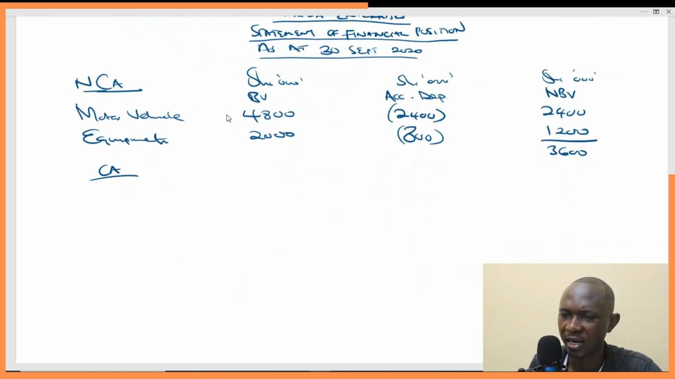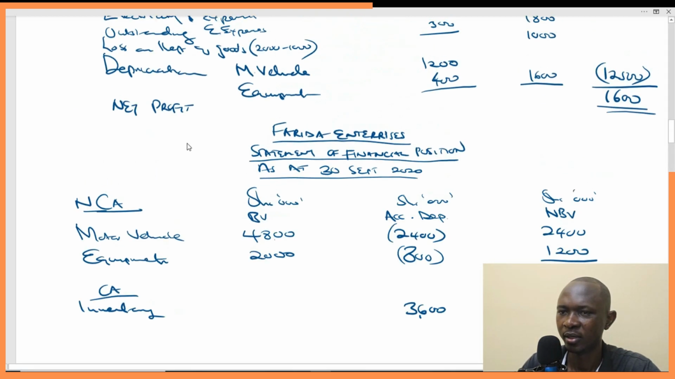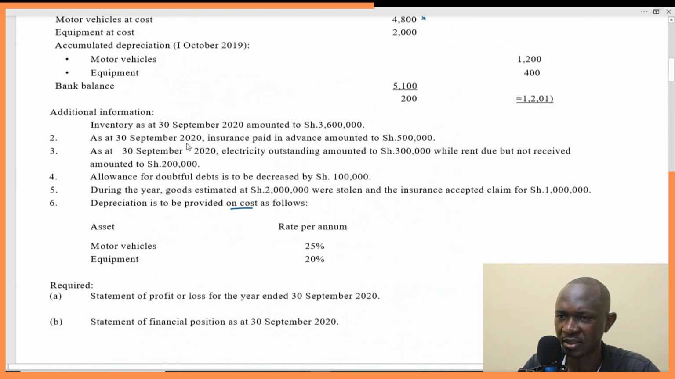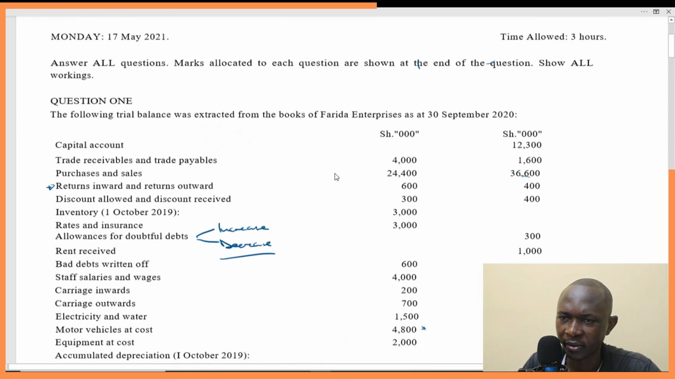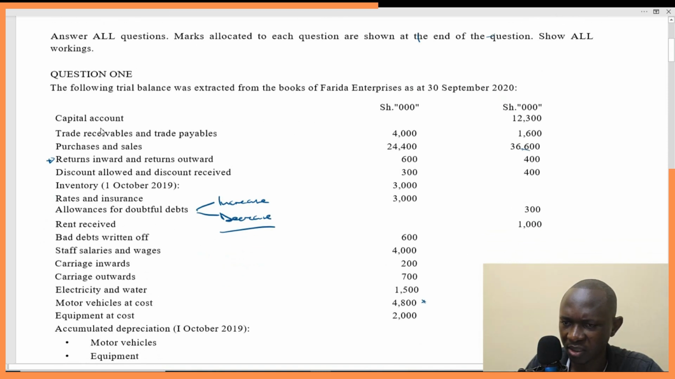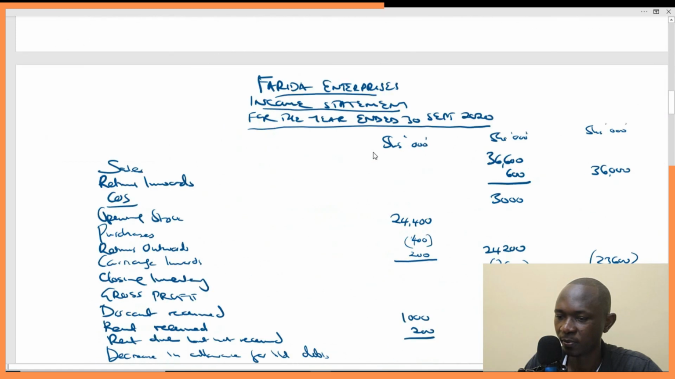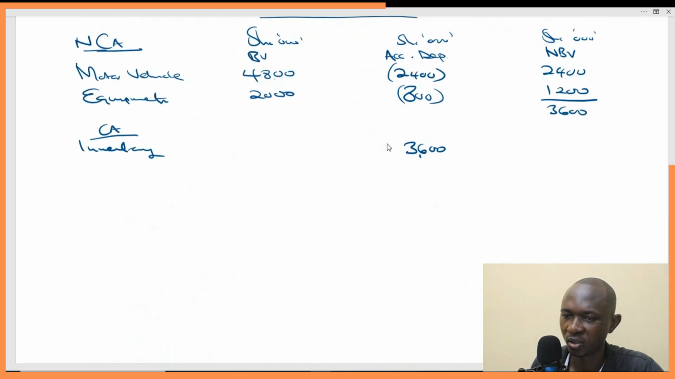Under current assets, we have inventory. I still remember the figure. I think it was 3,600. Yeah, it's just here. Inventory 3,600. There we go. Then let's just try to be systematic here a bit. Trade receivables 4,000. Trade receivables is an asset. Assets are on the debit side. So trade receivables 4,000.